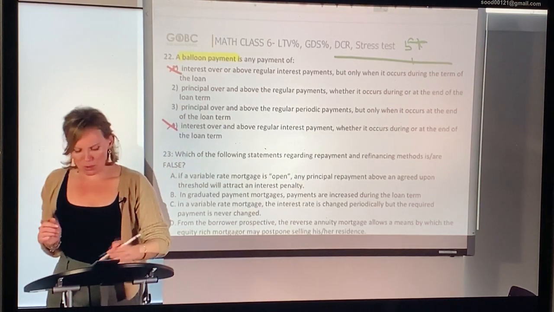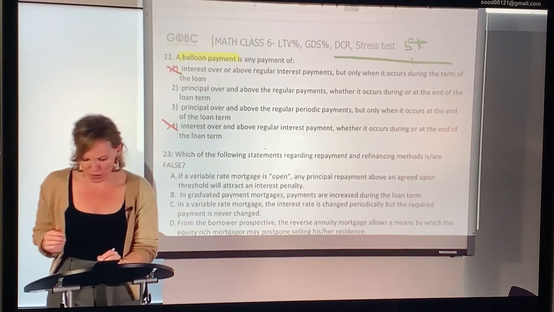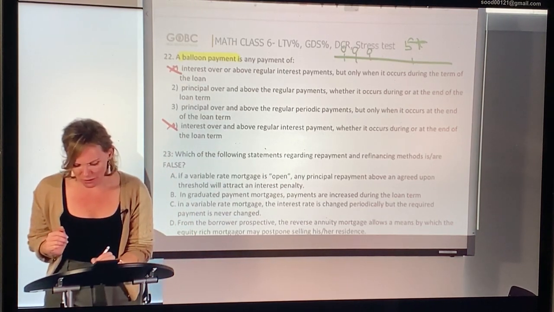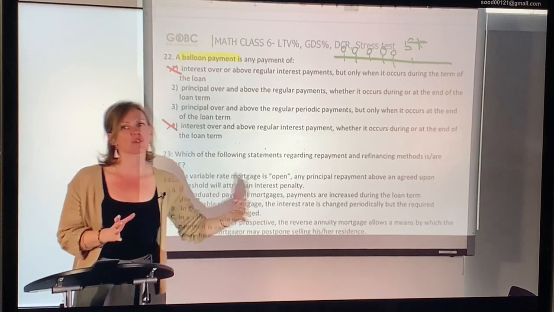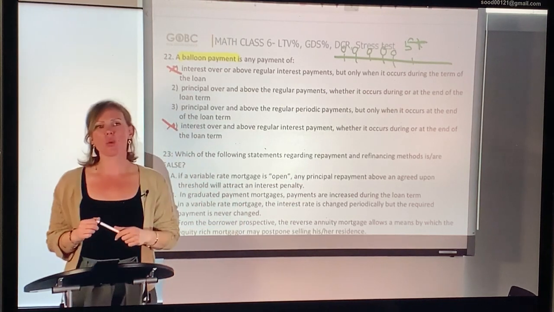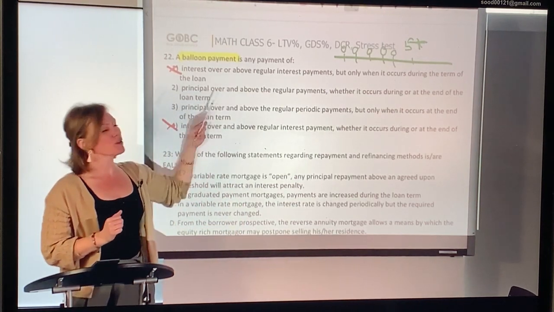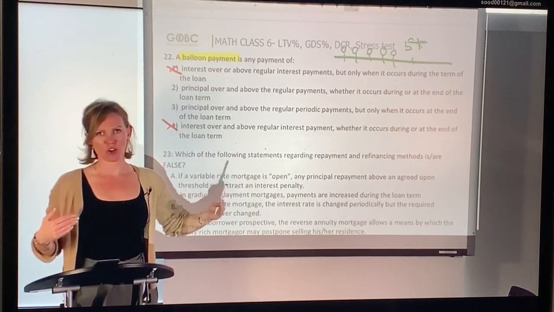So what is a balloon? A balloon is when you can put in a chunk of money. Let's say you got a commission or whatever, and then you can put that chunk of money towards your mortgage. Your mortgage will let you know how many of those balloons you can do. But in this question, it's just asking you, when can you do those balloon payments? You can do balloon payments at any time during the term or at the end of the term.